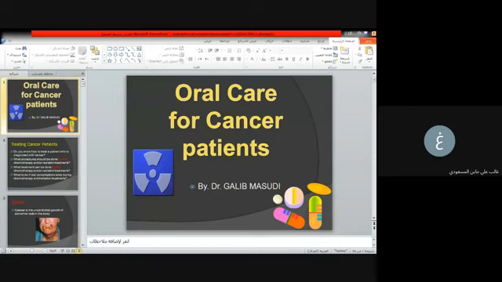Mycelex lozenges. The important thing for the chemotherapy patients: thrush, which is a fungal infection, is the most common mouth infection during chemotherapy.